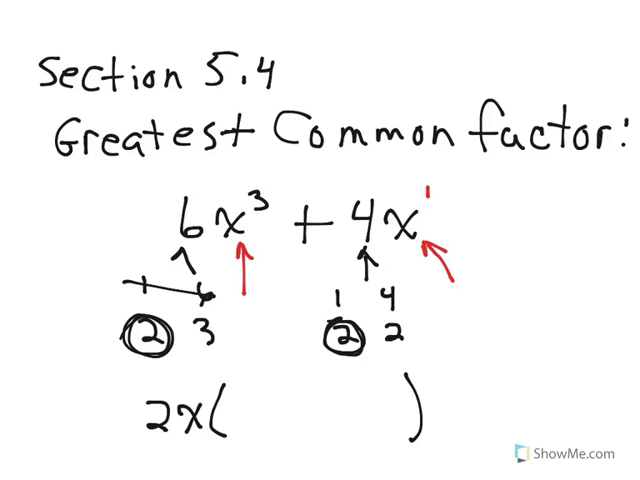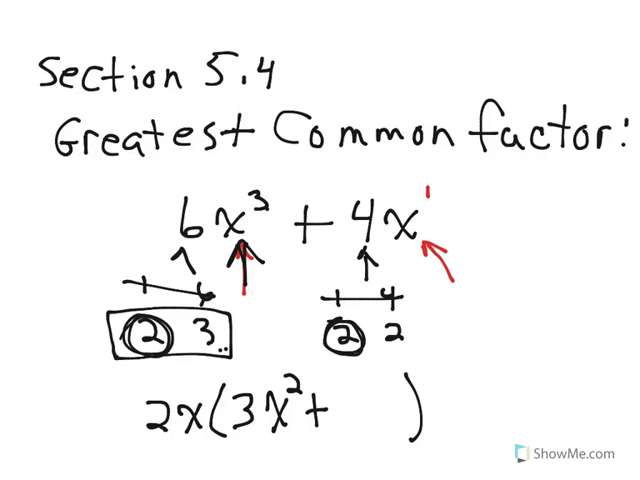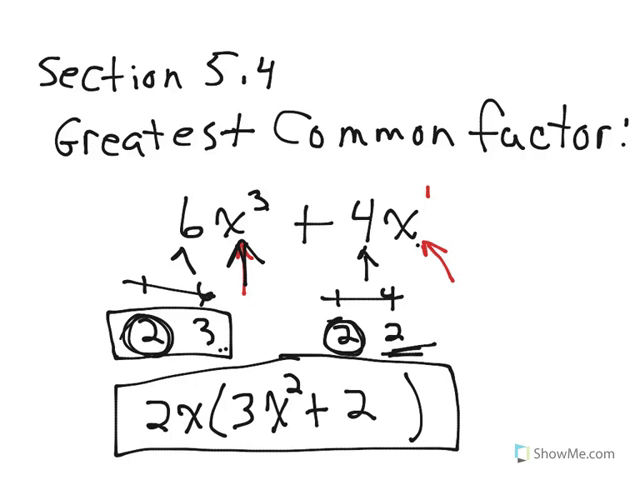So if I pull out a 2 out of the factor of 6, that leaves a factor of 3. And if I pull out an x out of x to the third power, that leaves a factor of x squared. Plus, if I pull the factor of 2 out of the 4, that leaves a factor of 2. And I pulled the x out, there are no remaining x's. Final answer, 2x times 3x squared plus 2.